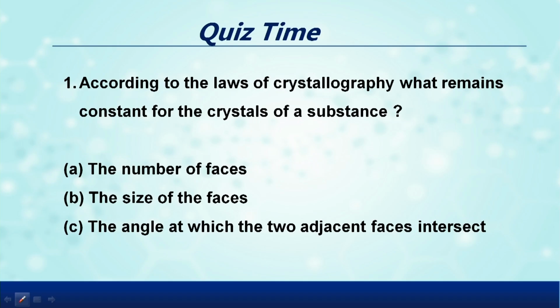Before moving on to today's session, let's discuss the assignment questions of the previous class. The first question was, according to the laws of crystallography, what remains constant for the crystals of a substance? We have option A, the number of faces, option B, the size of faces, and option C, the angle at which the two adjacent faces intersect.